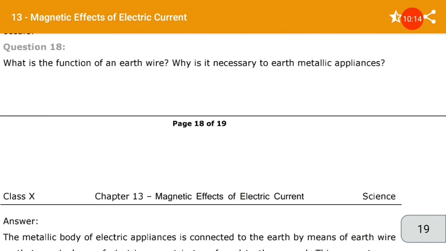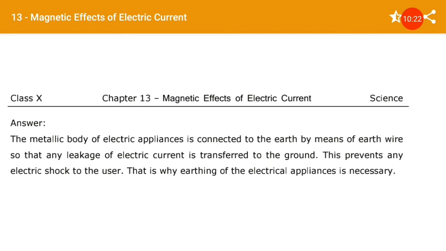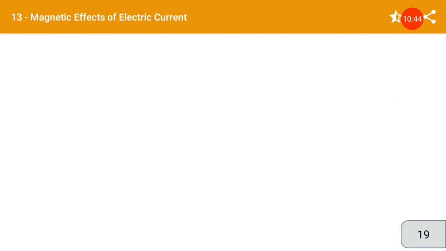Question number 18. What is the function of an earth wire? Why is it necessary to earth metallic appliances? The metallic body of electric appliances is connected to the earth by means of an earth wire, which is generally green in color, so that any leakage of electric current is transferred to the ground. This prevents any electrical shock to the user. This is why earthing of electric appliances is necessary.